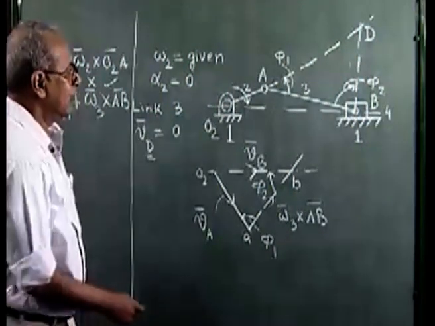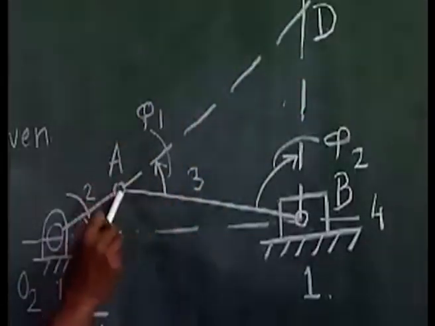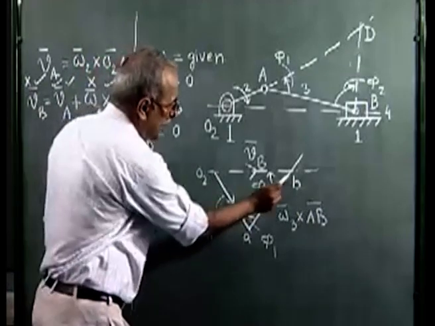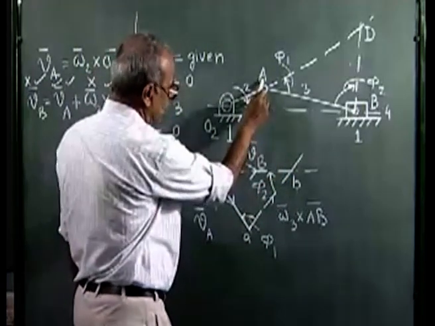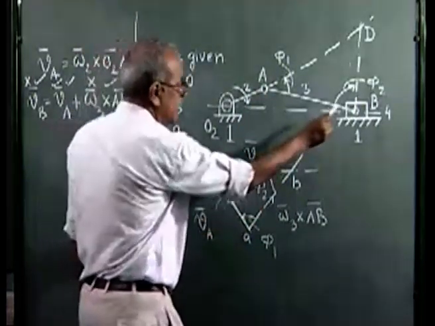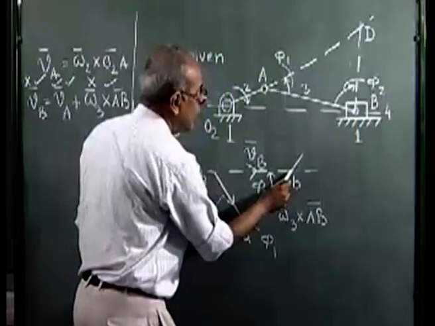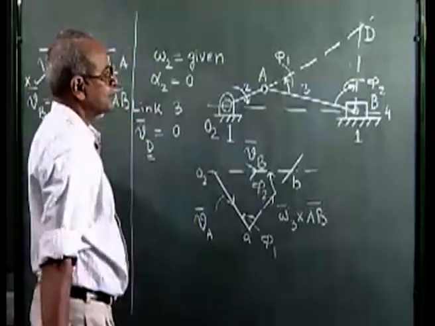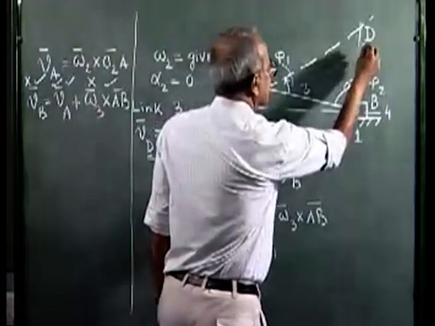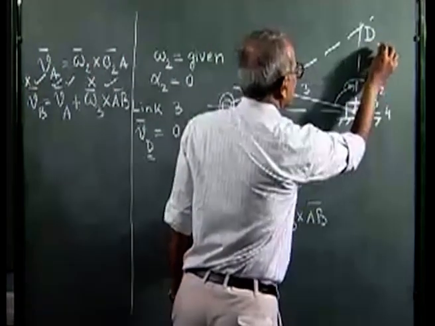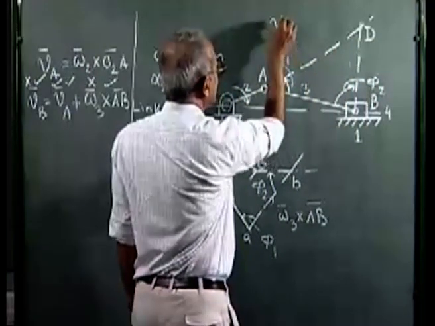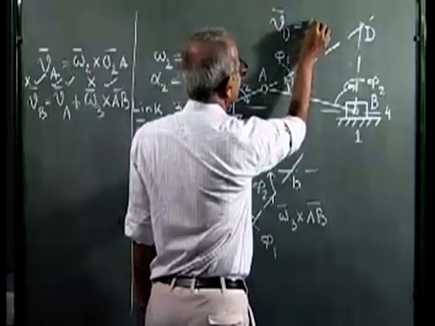So what we see is that this figure capital DAB is similar to this figure o2ab. The image of the point A is small a, image of the point capital B is small b, and image of the capital point D is small o2. So this is the point D whose velocity is 0. At this instant, this point on the connecting rod has 0 velocity.